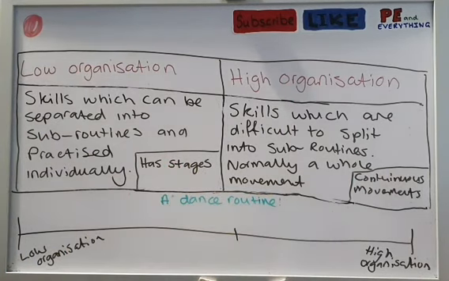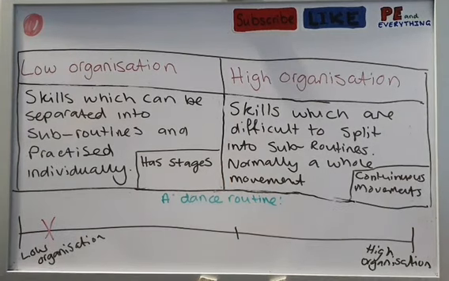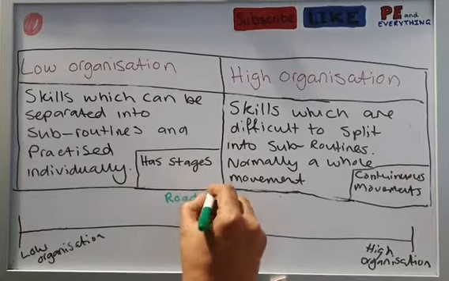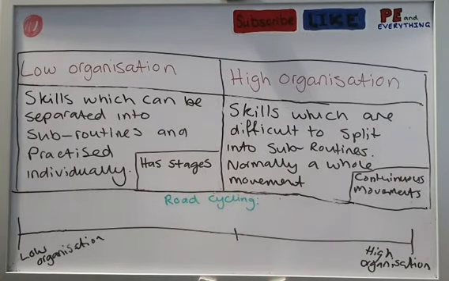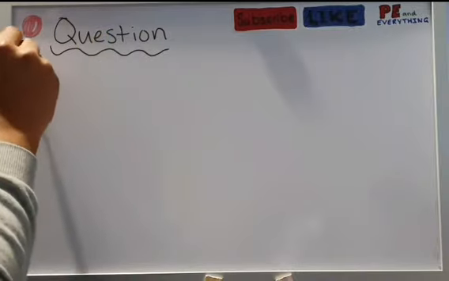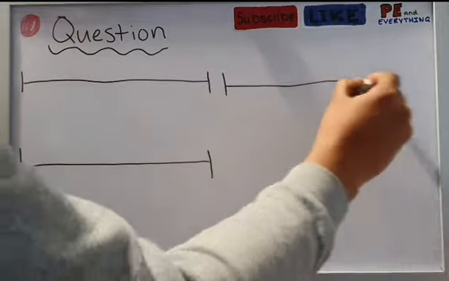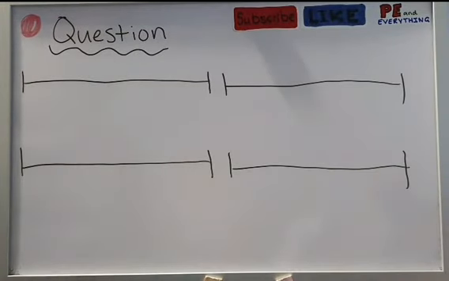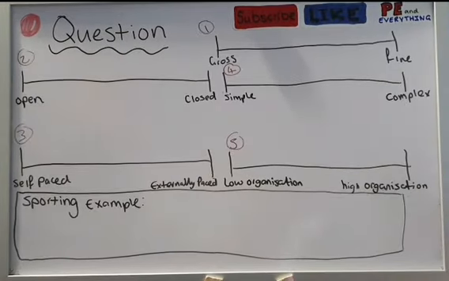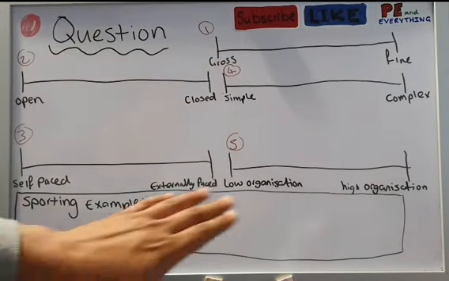A dance routine, where would we put it? It can be split up into stages, so it's a low organisation skill. Whereas something like road cycling, it's a continuous movement, difficult to break down, so it'd be a high organisation skill. Perfect. Now, we've learnt about these different stages and these different continuums, so now we're going to put it into practice. I've got 4, but I'm really going to select 5. So I've got 5 different continuums, as we have already learned.